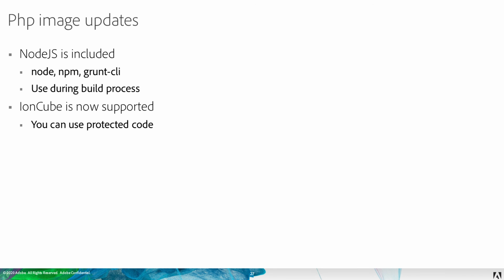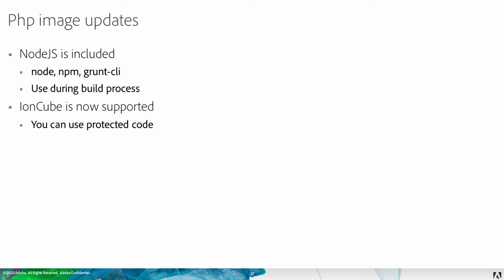Some of the improvements we've made to the PHP image: we include Node.js now by default. It's especially useful during the build process. If you have any JavaScript compilation or anything like that that uses Node, NPM, or Grunt CLI, then that will work with the PHP image. So you won't have to do any manual changes to your Docker configuration or anything like that.